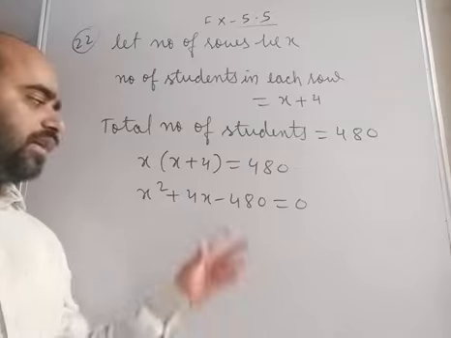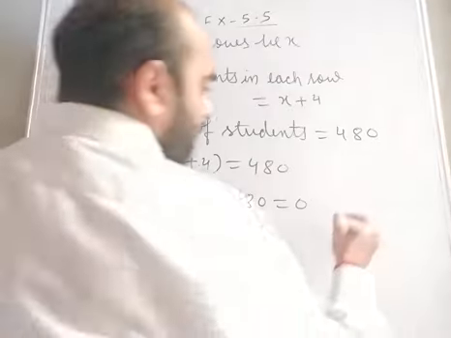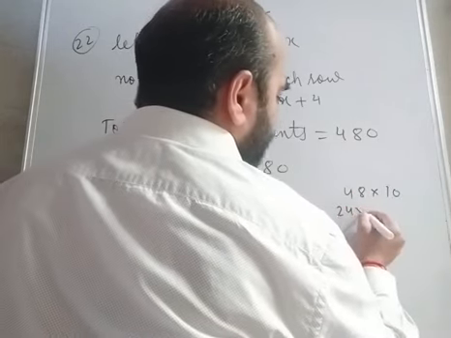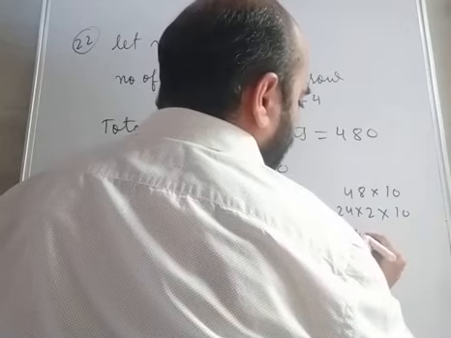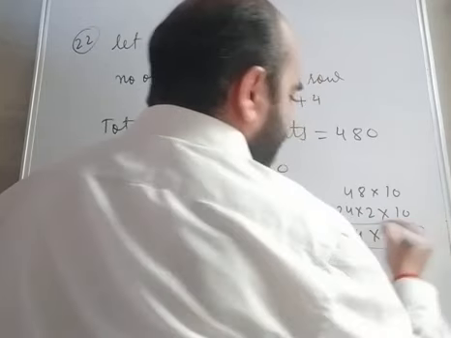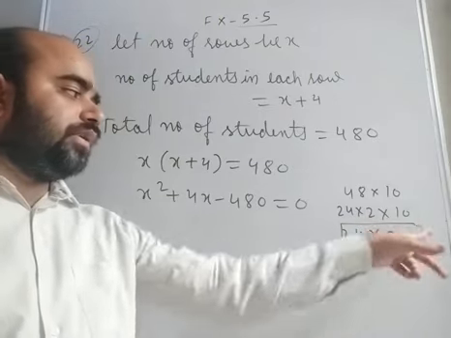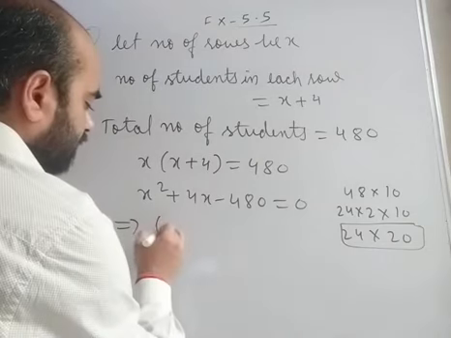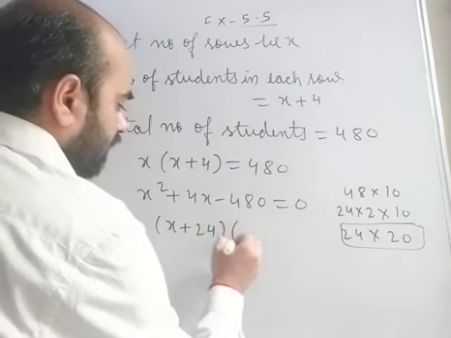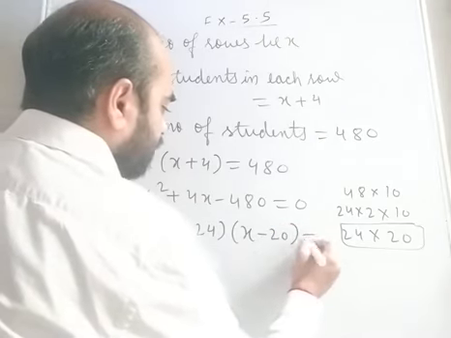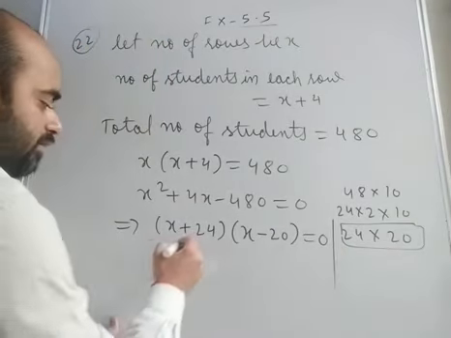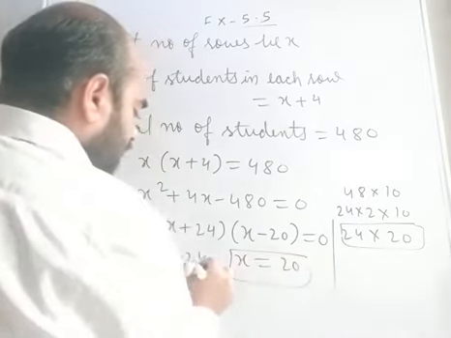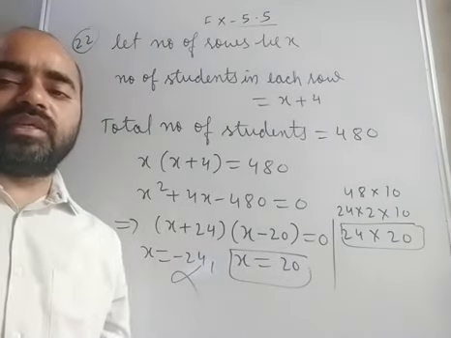Now how to find this? 480 and 4. It means 480 can be written as 48 into 10. 48 can be written as 24 into 2. It means 24 into 20. It means 24 and 20. That will give x plus 24 and x minus 20 is equal to 0. It means x will be minus 24 or 20, but x cannot be minus 24. It means x will be 20.